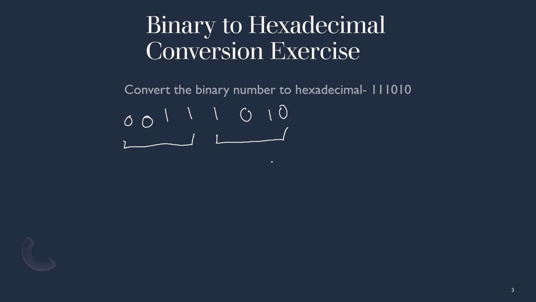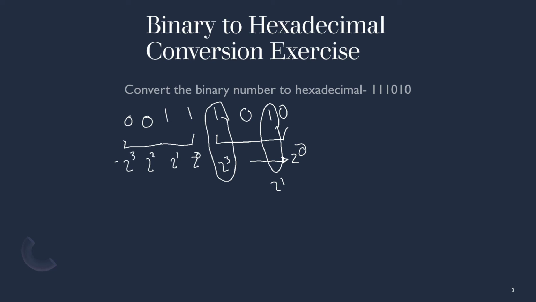So what's the difference here? We go from 2 to the 3 all the way to 2 to the 0. Here, this place corresponds to the 2 to the 1 place. And this place right here corresponds to the 2 to the 3 place. And this one, 2 to the 0, 2 to the 1, 2 to the 2, and 2 to the 3. This place right here corresponds to 2 to the 1, and this place corresponds to 2 to the 0. And if you remember, these are separated.